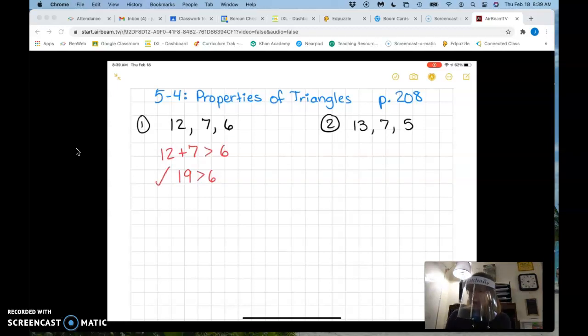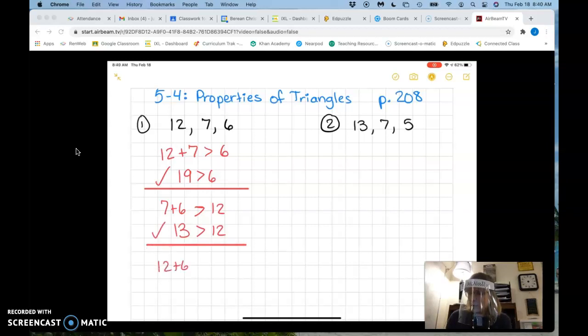Okay, so yes, that one works. So now we're going to take a different one. We're going to do 7 plus 6 and make it greater than 12. And 13 is greater than 12. And then let's take the last two sides. And 12 plus 6 is 18, which is greater than 7. So yes, this could be a triangle because every two sides is bigger than the third side.